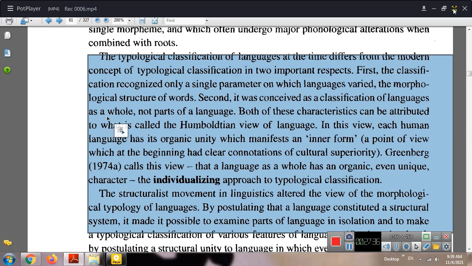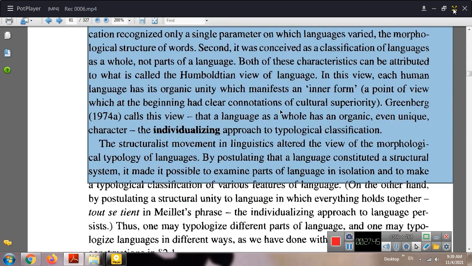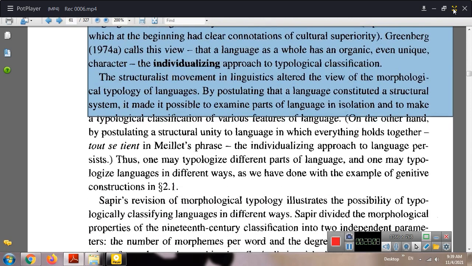Both of these characteristics can be attributed to what is called the Humboldtian view of language. In this view, each human language has its organic unity which manifests an inner form. Greenberg in 1974 called this view that a language as a whole has an organic, even unique character, the individualizing approach to typological classification.